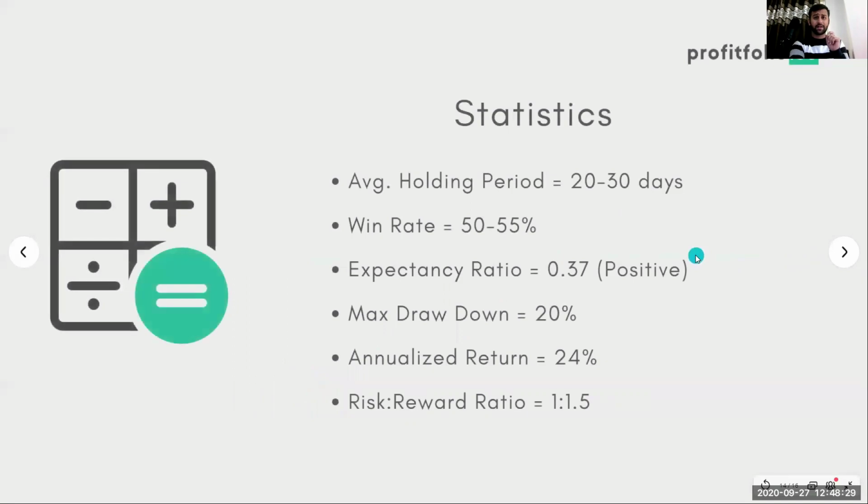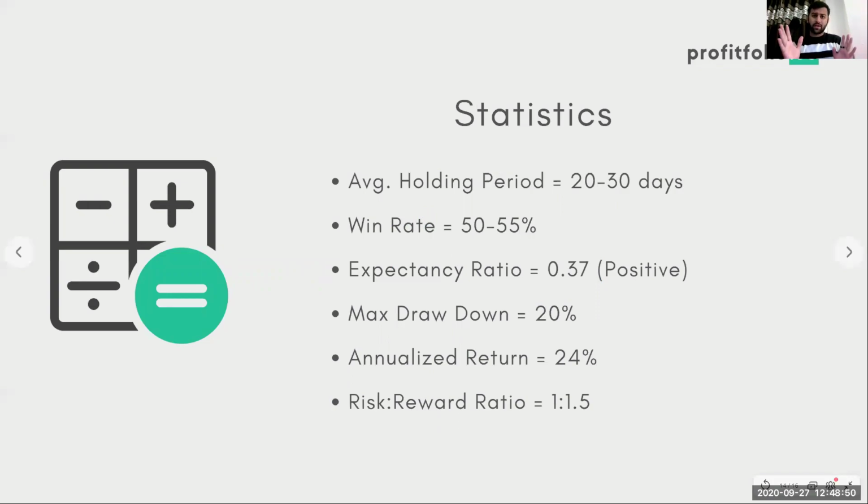Now the next point is some statistics which I am going to show you on how the system is working, right? So our average holding period is 20 to 30 days. Maximum we can afford is 35 days, not more than that. And these 30 days are calendar days, so it is not trading days. Then comes the win rate, which is 50 to 55%.